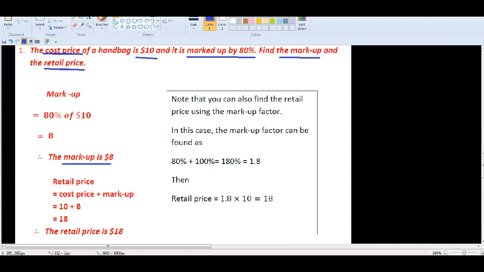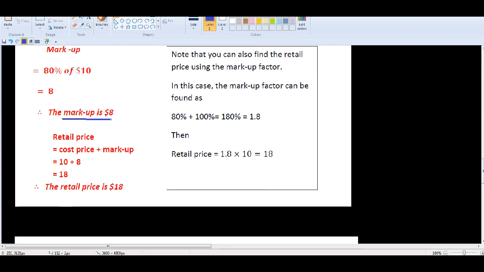And how could you find the retail price? The retail price will be the cost price plus the markup. Cost price is $10, plus the markup, which is 8, it becomes $18. Does everything look very similar to what we have learned in percentage increase? It's actually essentially the same. So markup percentage is just percentage increase on the cost price. The retail price is just the new value after the increase. All right, so that's one way to do it.